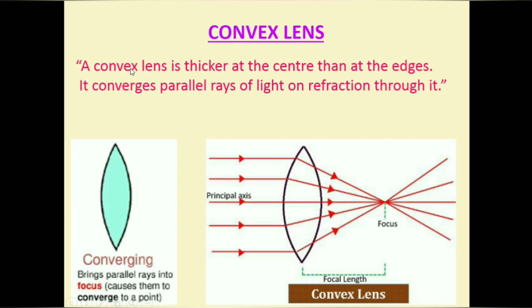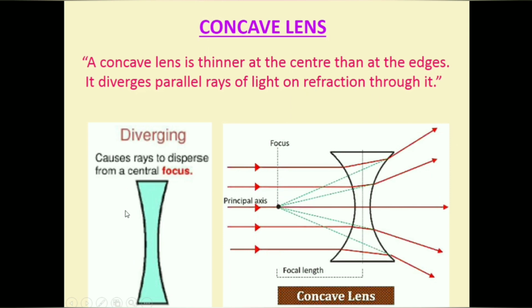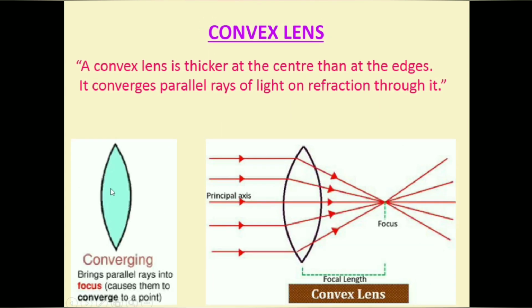See here, a convex lens is thicker at the center than at the edges. It converges parallel rays of light on refraction through it. Observe this diagram here. This is convex lens. So this convex lens is thick at the center. So if it is thicker at the center, then we can call it as convex lens. And this convex lens converges parallel rays of light on refraction through it.